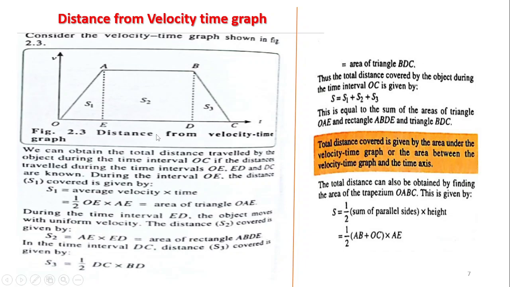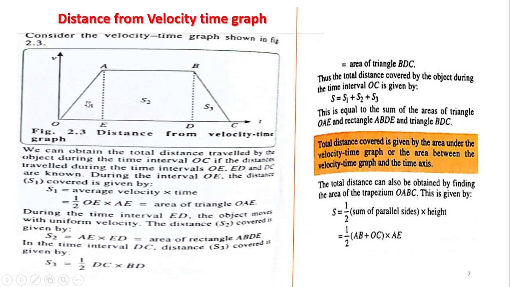So for the first part of the shape, during the interval OE here, the distance covered is given by average velocity times time. That's the area of triangle OAE, which is half times the base, which is OE, times the height, which is AE. So that's what is written here.